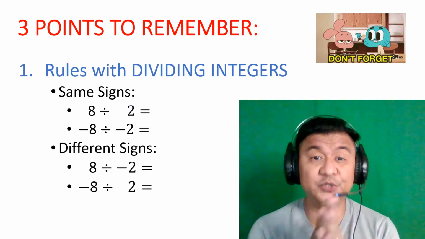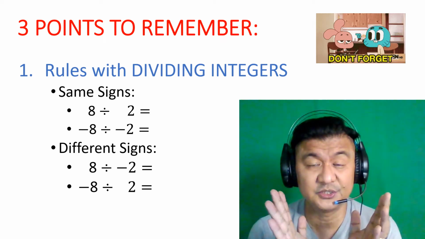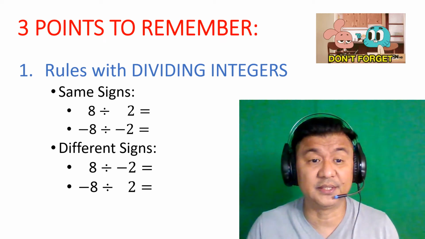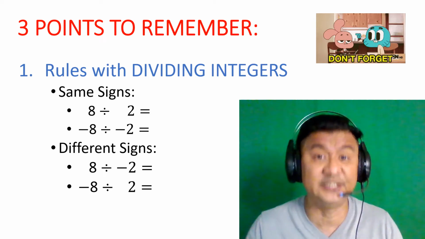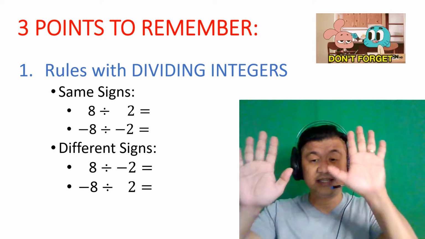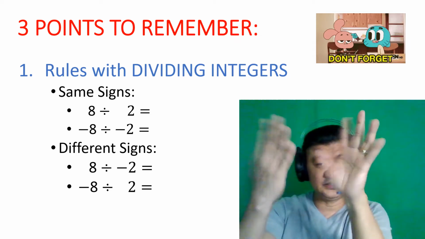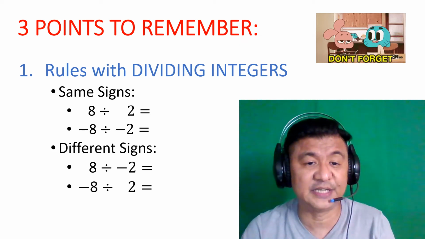So before we start, I have 3 points that we need to review, and these are past lessons that we should remember. Let's start with the basic one: rules for dividing signed numbers, or we studied that before as integers, right? Now look at my hand again. Same signs, positive, different signs, negative. All right, so we've learned that before.